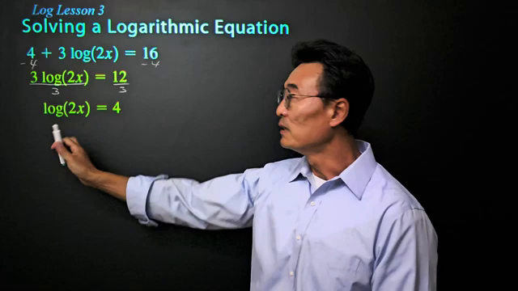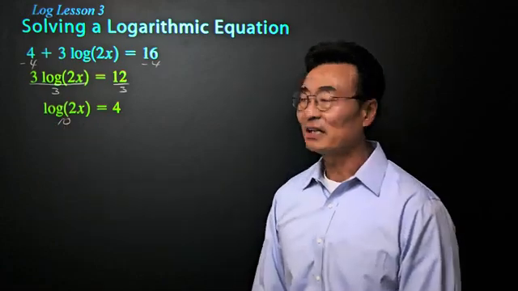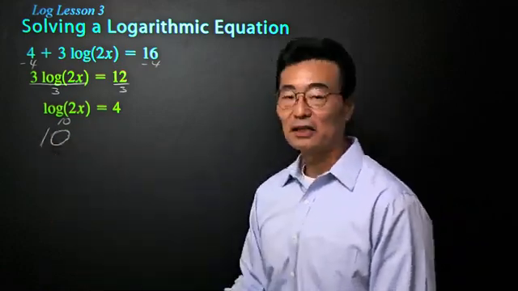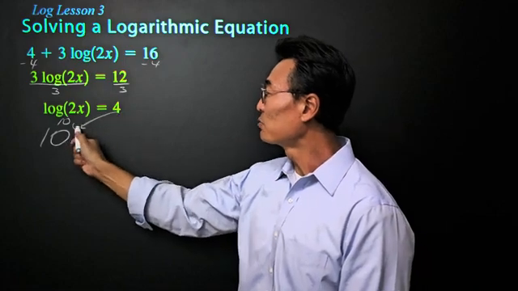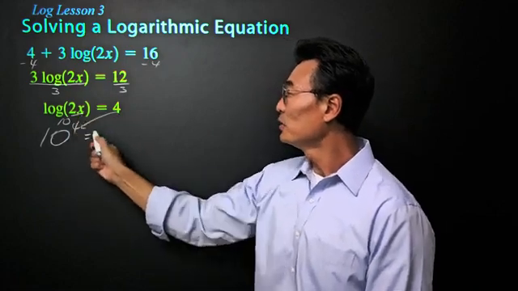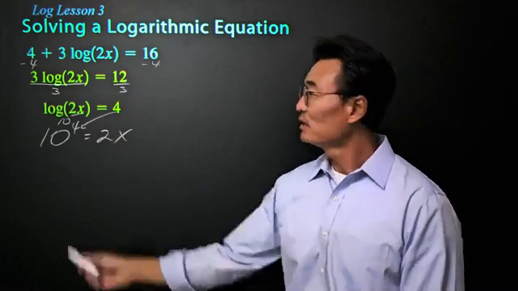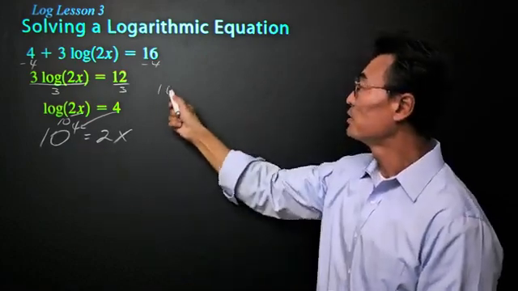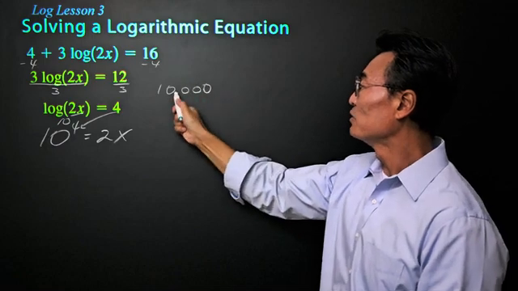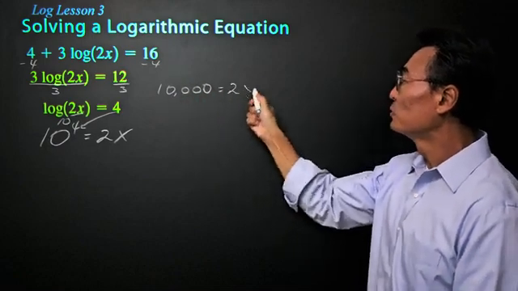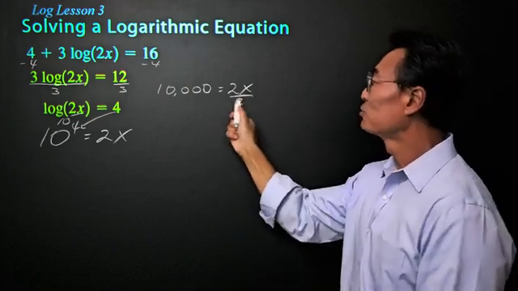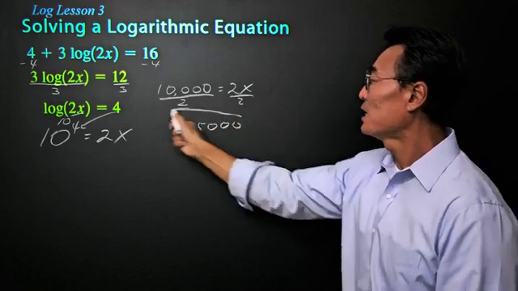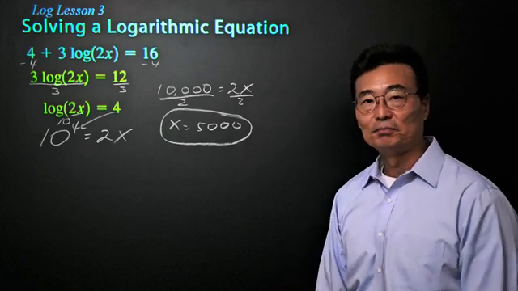When there's no base written, it's given that the base is 10. To change this log equation into an exponential equation, we start with the base, the 10, and bring the 4, the exponent, and then set that equal to the argument, or the 2x. 10 to the 4th power, if you do it on a calculator, or by adding 4 zeros to a 1, we simply get 10,000. And then we're going to set that equal to 2x. And then to solve for x, we just need to go ahead and divide by 2, where we get x equals 5,000 as our final answer.